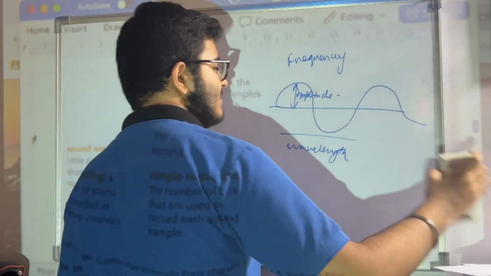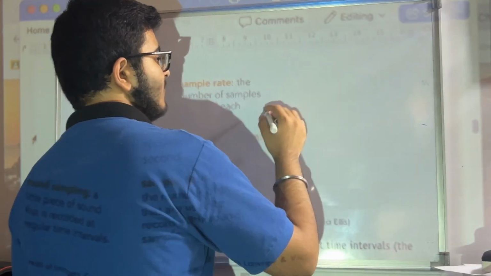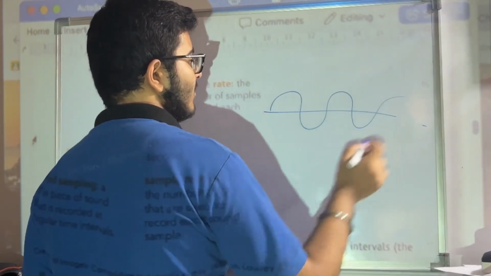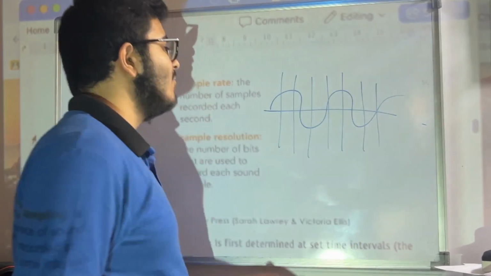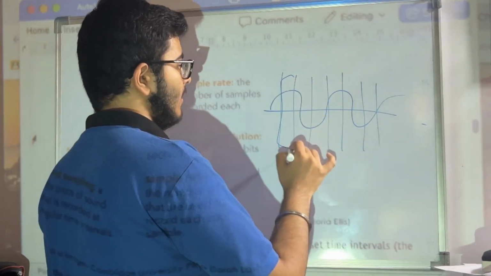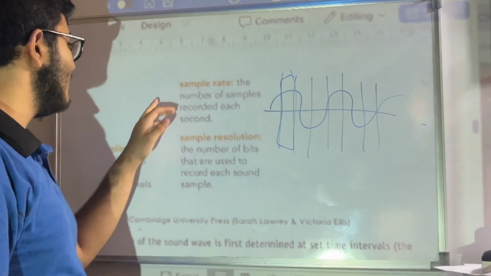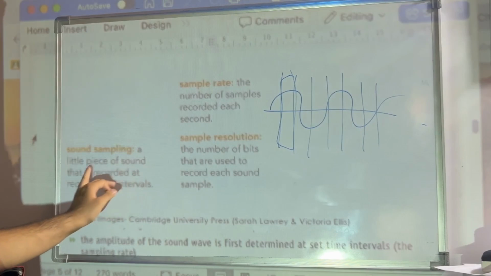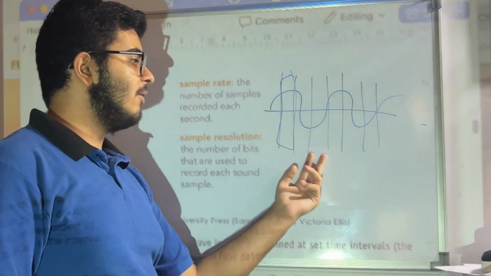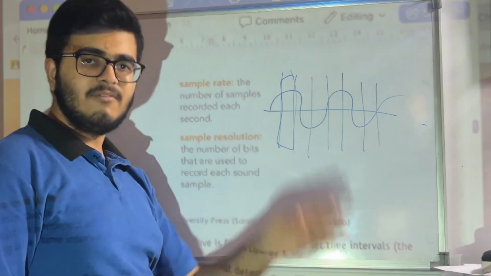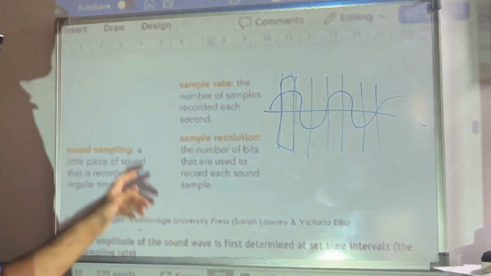So what it basically does is it uses sampling. What is sampling? So this is my sound file. It is going to create smaller parts of that file. This is known as sound sampling, and each sample will have a unique binary value. That is how sound is stored in computers, right? So we have sound sampling, a little piece of sound that is recorded at regular intervals. We divide the sound wave, we record it according to the interval. Each interval has a unique binary value, right?